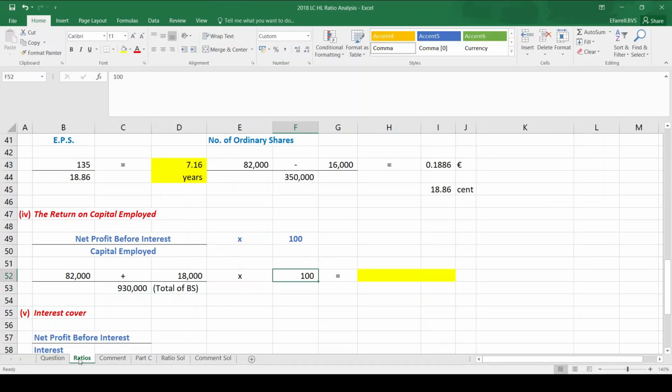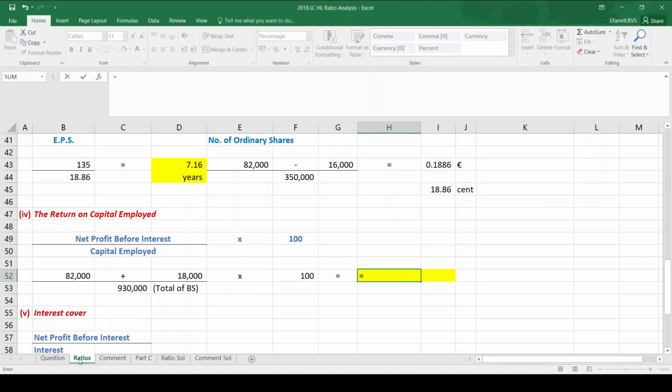I'm going to multiply that by 100 to get it as a percentage. So it's going to be 82 plus 18 divided by 930,000. So that works out to be 10.75%.